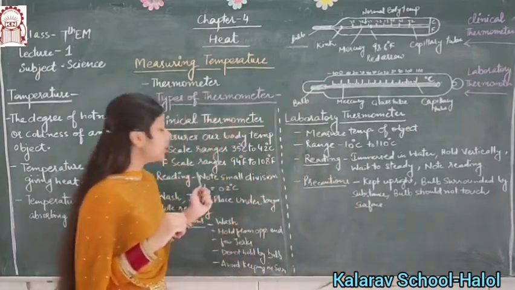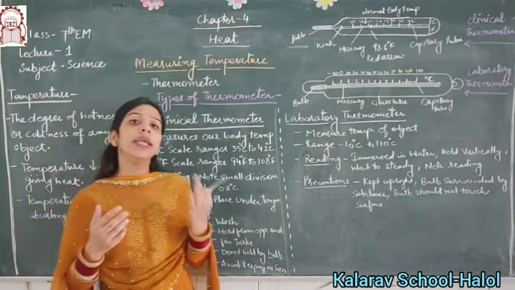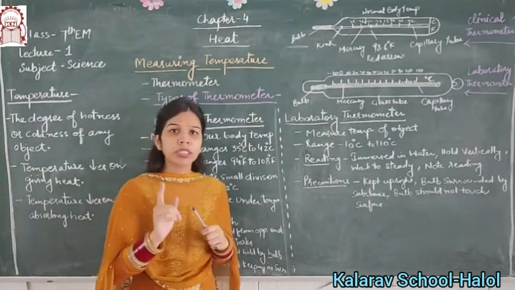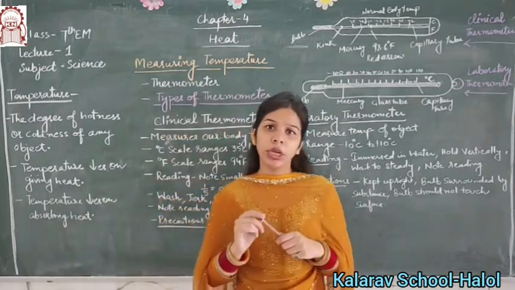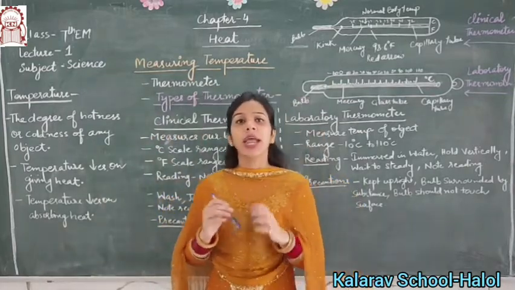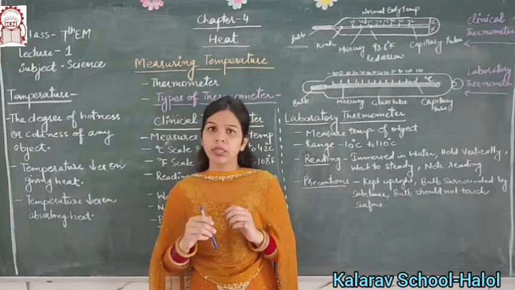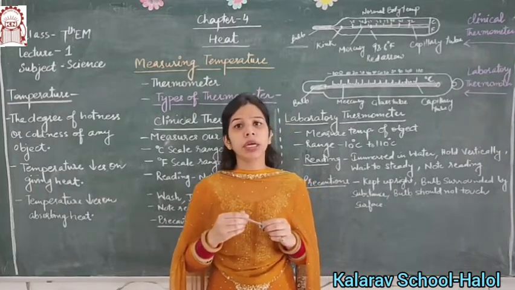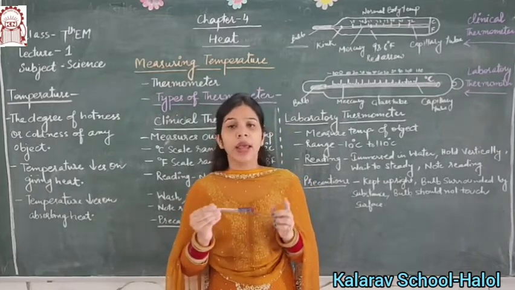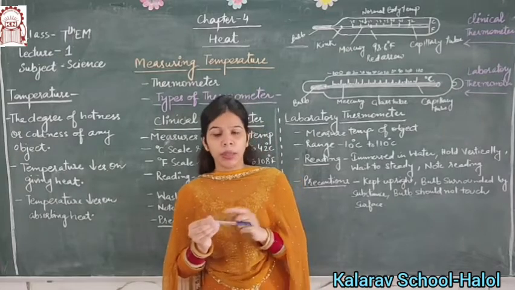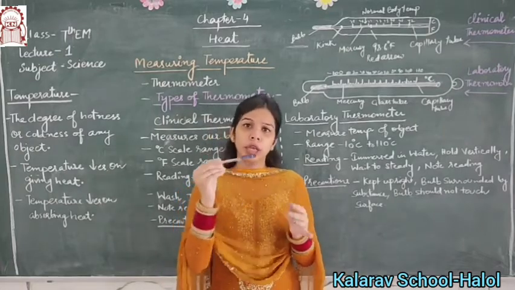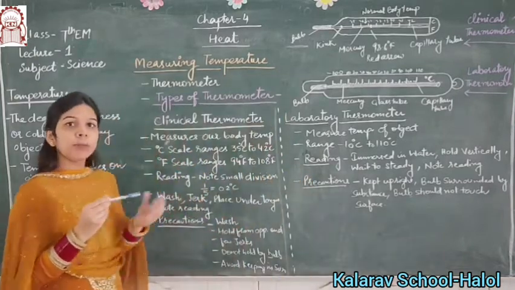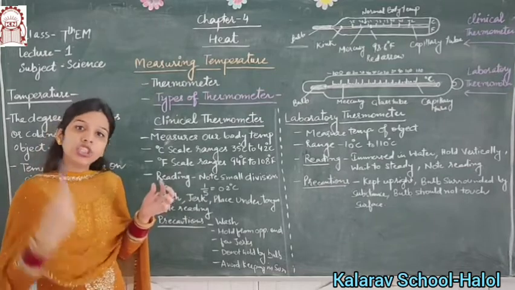So now the question arises, how do we read the temperature in a clinical thermometer? Firstly, to measure the temperature of your body, you have to wash the thermometer with an antiseptic solution. Then hold the thermometer from the side other than the bulb. Here it is the bulb, and you have to hold the thermometer from the other side. So firstly you have to wash, then hold the thermometer from the other side and jerk it.